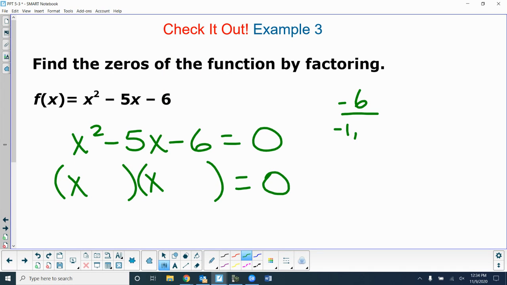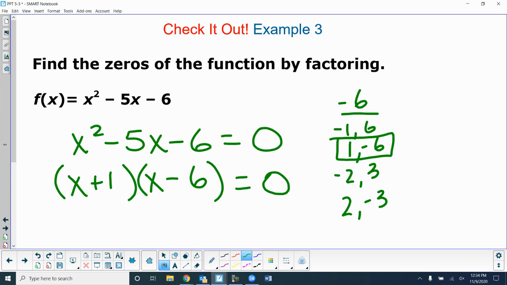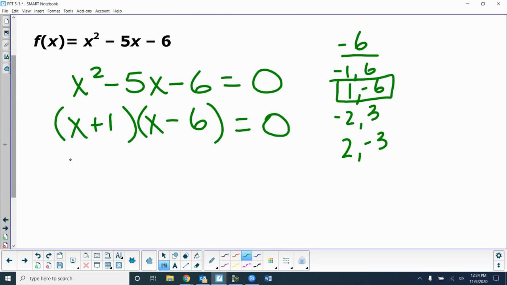Okay? So, negative 1 and 6, 1 and negative 6. Negative 2 and 3, 2 and negative 3. Which pair of those add up to negative 5? 1 and negative 6. Very good. Positive 1, negative 6. When I multiply those, I get negative 6. When I add those, I get negative 5. So now what? Set them equal to 0.